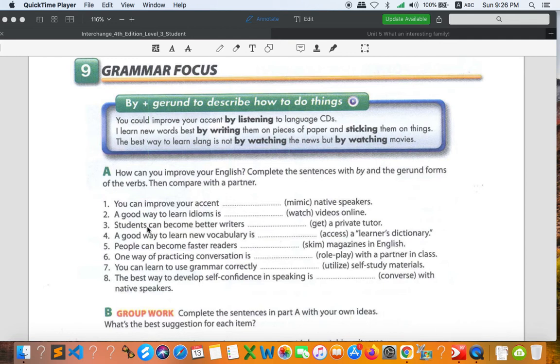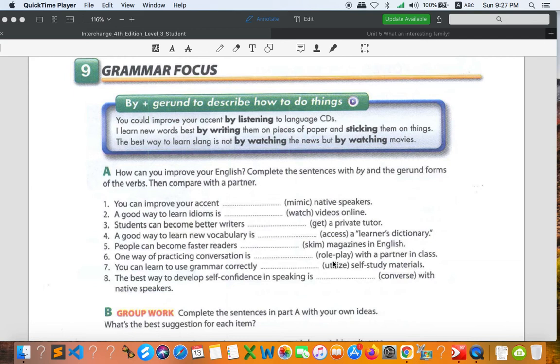Okay. A good way to learn idioms is by watching videos online. Okay, so we can say by watching videos online. Students can become better writers by getting a private tutor. All right, by getting. A good way to learn new vocabulary is by assessing, so we just add ing, by assessing a learner's dictionary. Okay, number 5. People can become faster readers. So by what? By skimming.